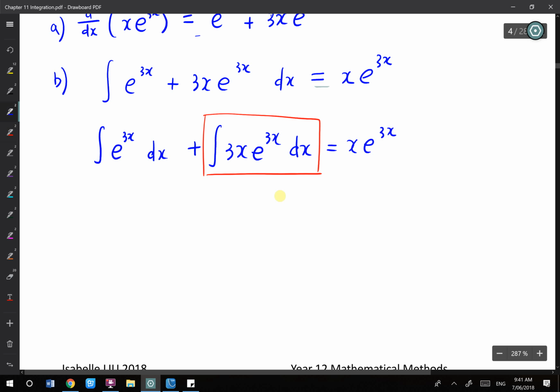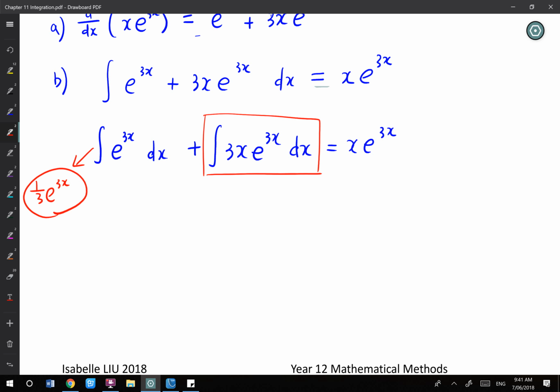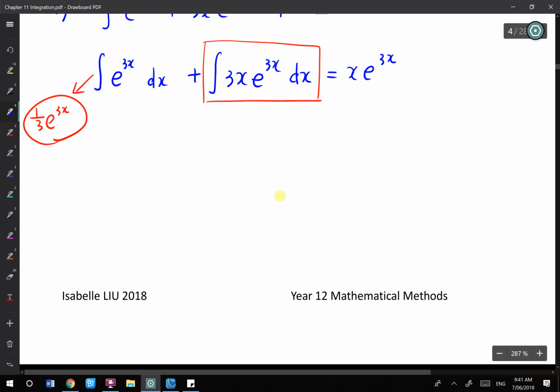This gives me a third e3x. Anti-diff that gives me a third e3x. I can evaluate part of the anti-diff. So what I will have is, well, I can put the 3 outside. It's the same thing. Equals to x e3x minus a third e3x. Very simple subtraction step. Just move that to that side, so leave what I want on one side only.